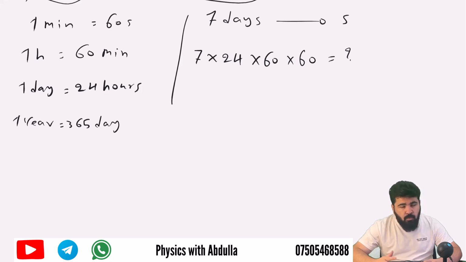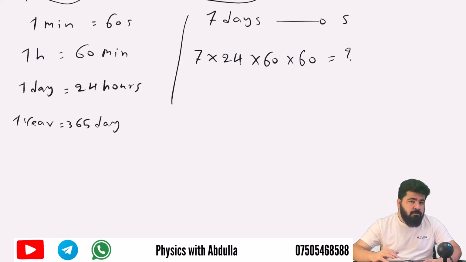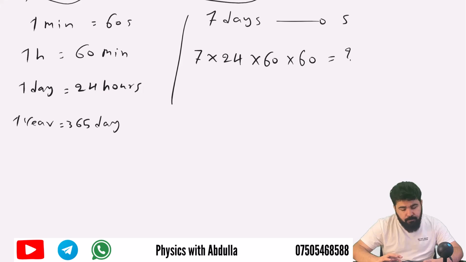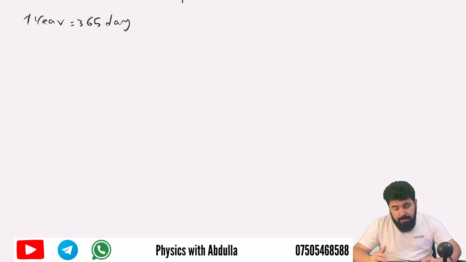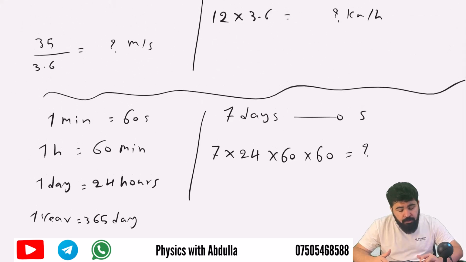365 days. 1 day is 24 hours, so multiply by 24 hours. 1 hour is equal to 60 minutes, so multiply by 60 minutes. 1 minute is equal to 60 seconds, so multiply by 60 seconds. You multiply them and you get the result, 2 years in seconds. Okay? And that is how we do unit conversion.